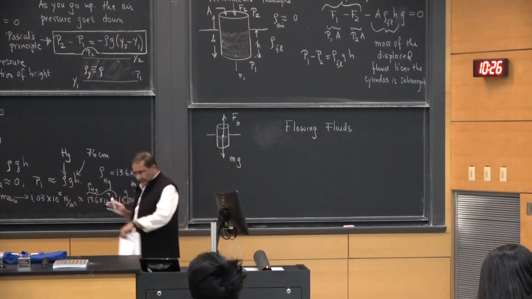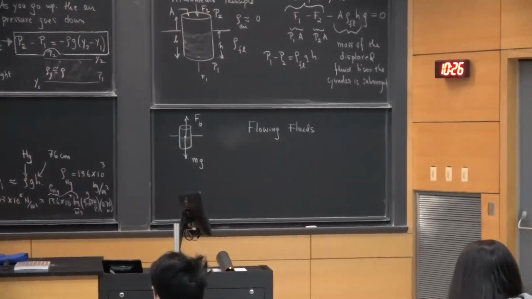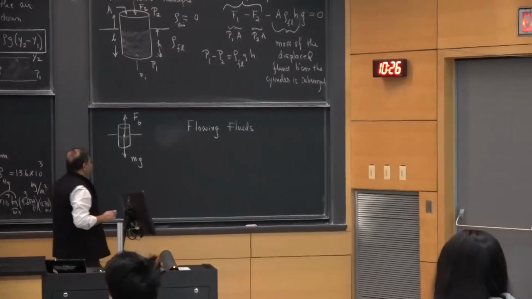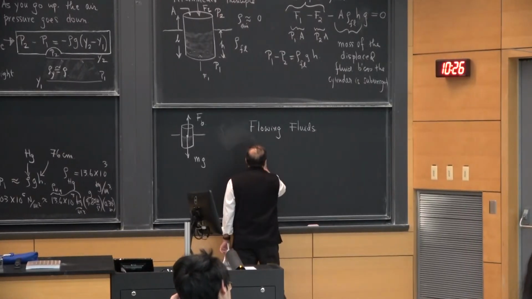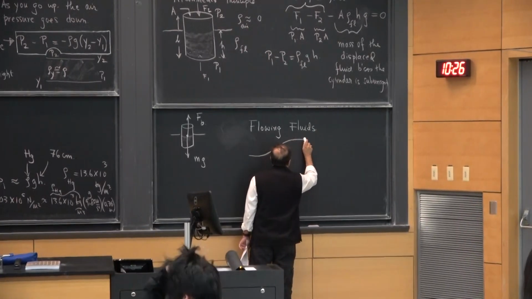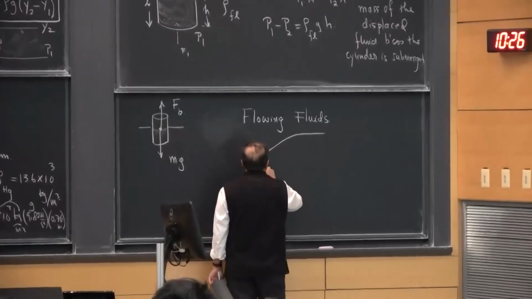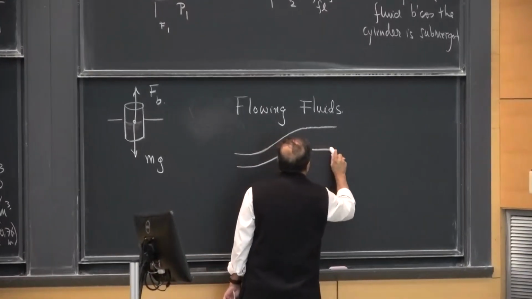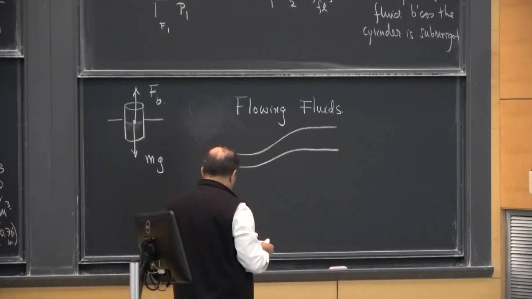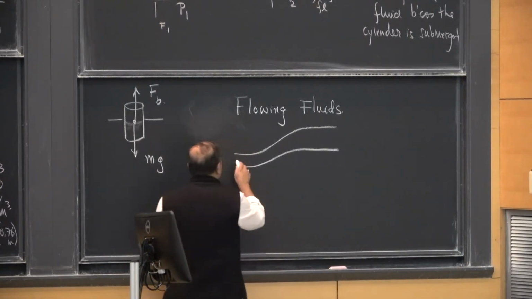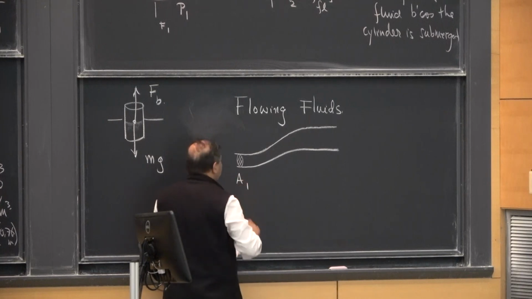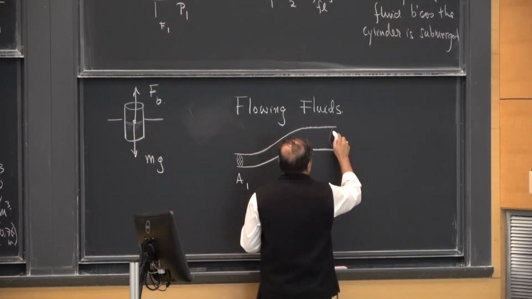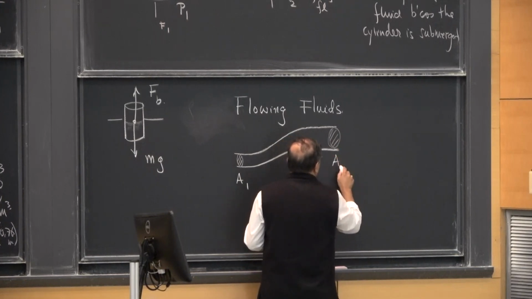So far we have been talking about static fluids, but you can also consider flowing fluids. So let's look at flowing fluids a little bit. And you can imagine fluid flowing through a pipe. And let's say the pipe is not completely uniform, such that on this side, the cross-sectional area of the pipe is A1, and on this side, the cross-sectional area of the pipe is A2.